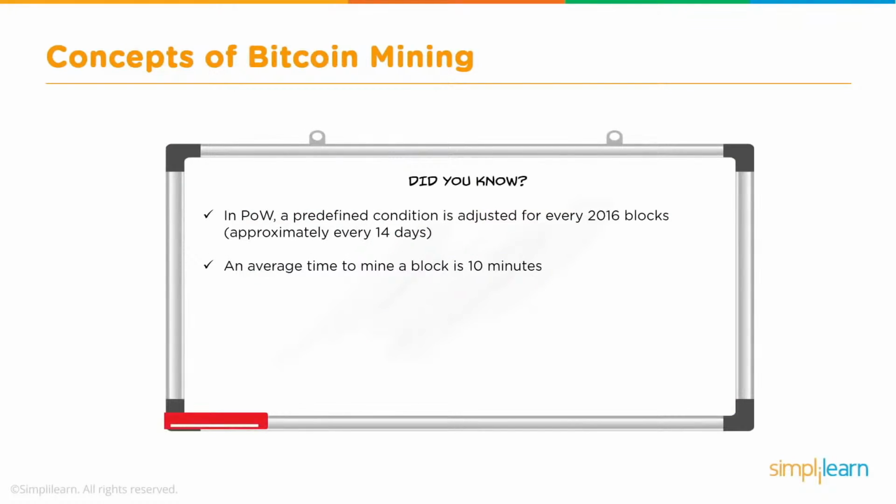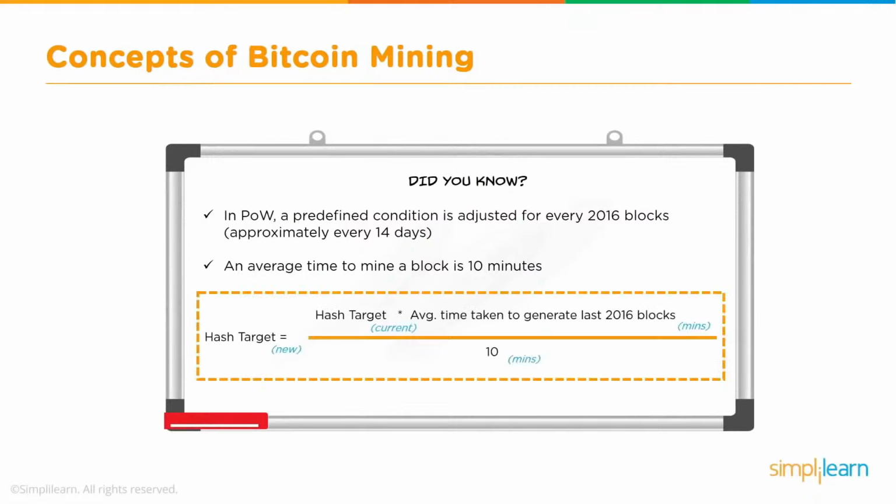In proof of work, the predefined condition, the target, is adjusted every 2016 blocks, which is approximately every 14 days. The average time to mine a block is 10 minutes. So basically, the target keeps automatically adjusting itself to keep block generation within the 10-minute time frame. So this is the representation. In order to keep the block generation time within 10 minutes, the target keeps adjusting itself.